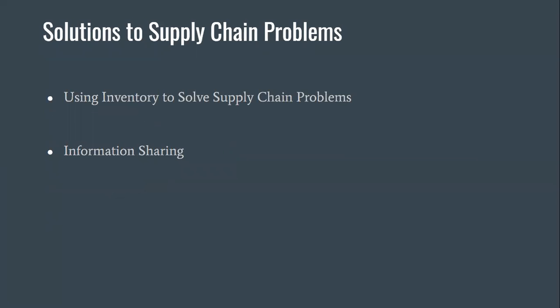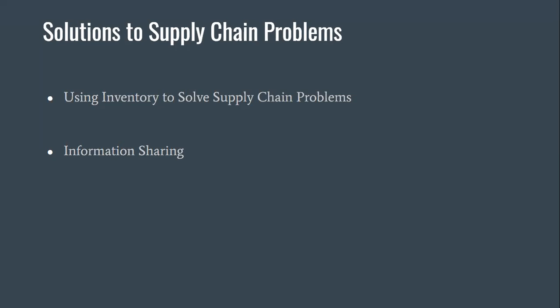Next, solutions to supply chain problems. Vertical integration is a business strategy in which a company purchases its upstream supplier to ensure that its essential supplies are available as soon as the company needs them. Some other possible solutions: there are two possible solutions. The first one is using inventory to solve supply chain problems, and the second one is information sharing.